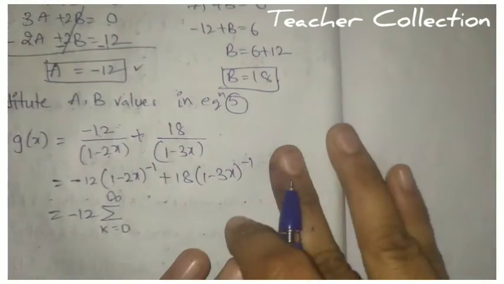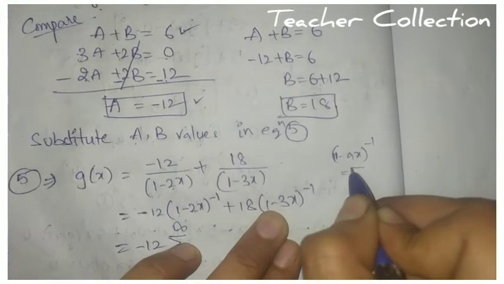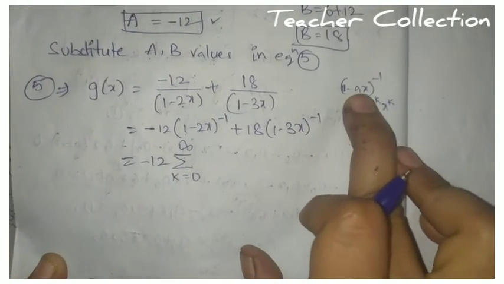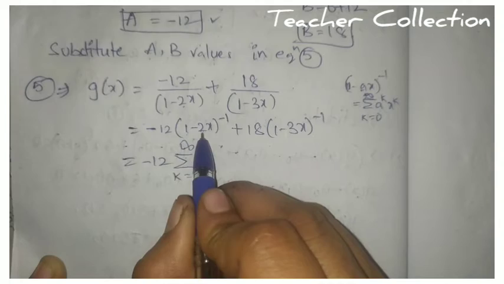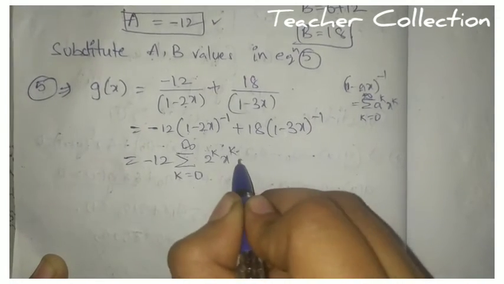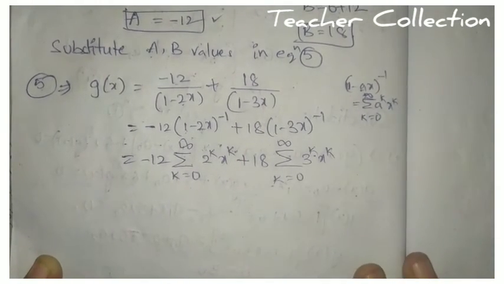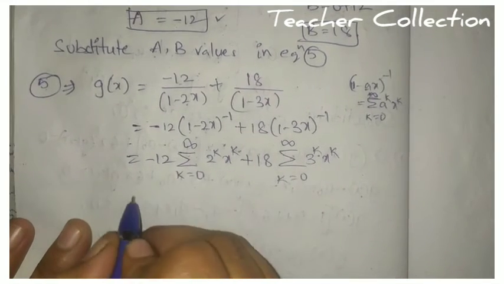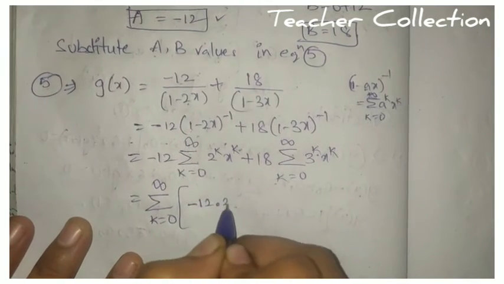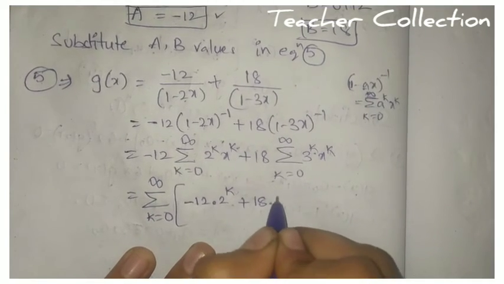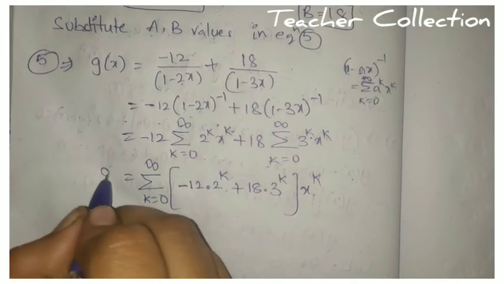Okay, see here, 1 minus ax whole inverse is equal to summation k is equal to 0 to infinity a power k x power k. So here in place of a we are having 2, so we'll take minus 12 into 2 power k x power k plus 18 into summation k is equal to 0 to infinity 3 power k x power k. So here we are taking this summation k is equal to 0 to infinity as common, then we'll get minus 12 into 2 power k plus 18 into 3 power k, whole x power k. Okay, so here this is the g of x.